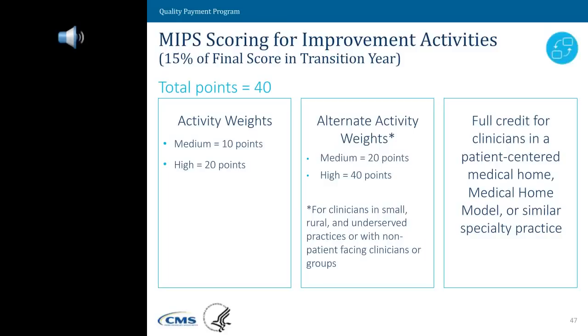But the way the scoring works is you just report each activity. Each activity is worth a certain number of points. And if you're in a patient-centered medical home, you automatically get full credit in the improvement activity. Next slide.